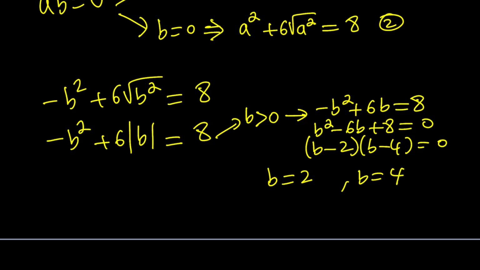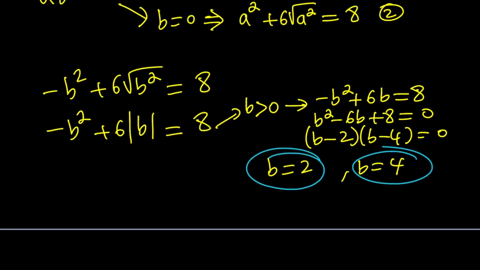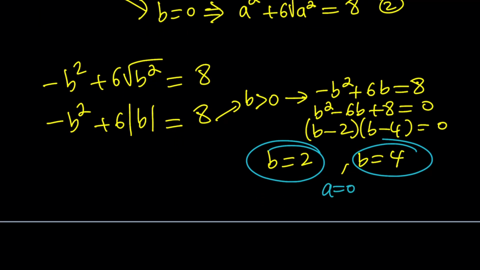Since 2 and 4 are both positive, we're going to accept them. Otherwise, we would have to reject them, right? So we got two solutions, b equals 2 and b equals 4, for b positive. But this also came from a equals 0. Does that make sense? So let's go ahead and copy that here. This is going to give us two solutions, and we're going to write them in a little bit, okay?